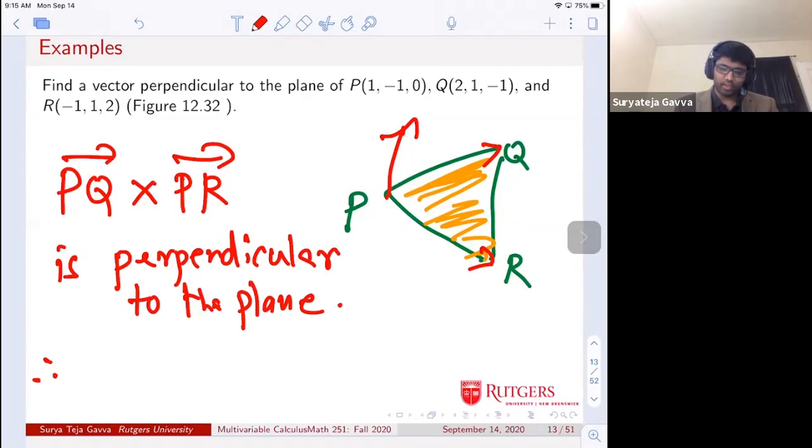So compute the cross product. Can you guys tell me the cross product? To compute the cross product, first we need to know what PQ is. So what is PQ? The vector.